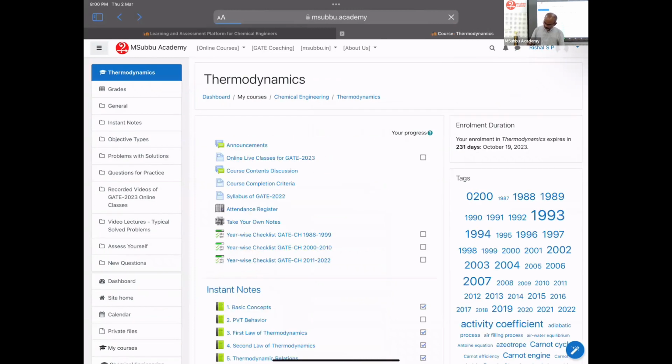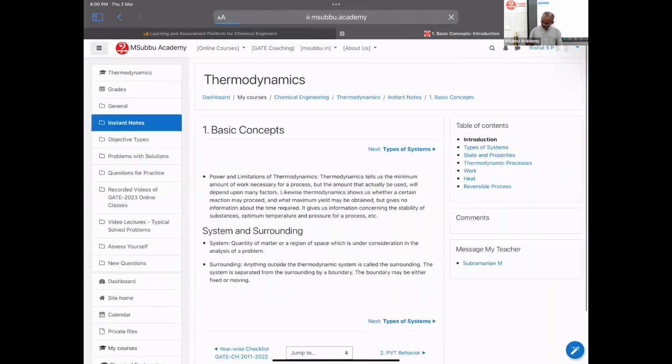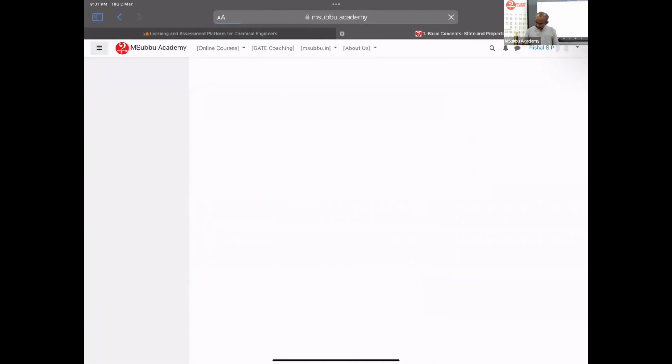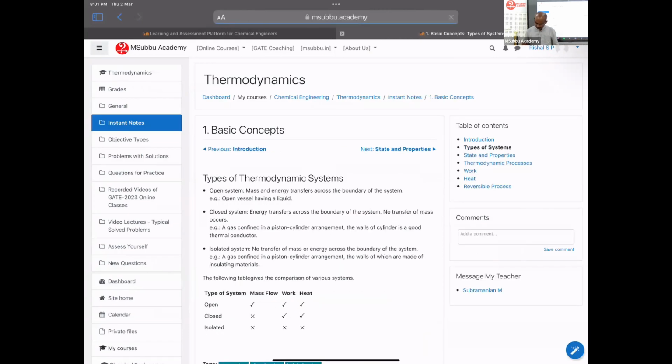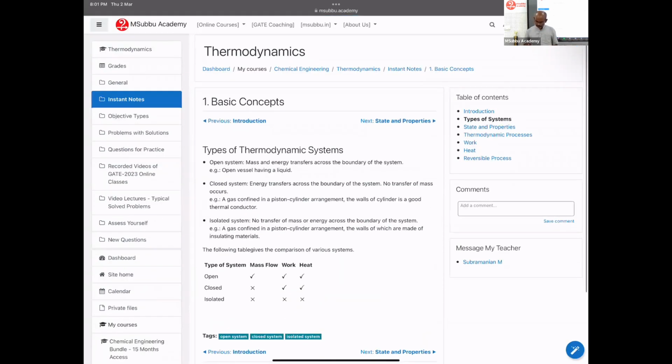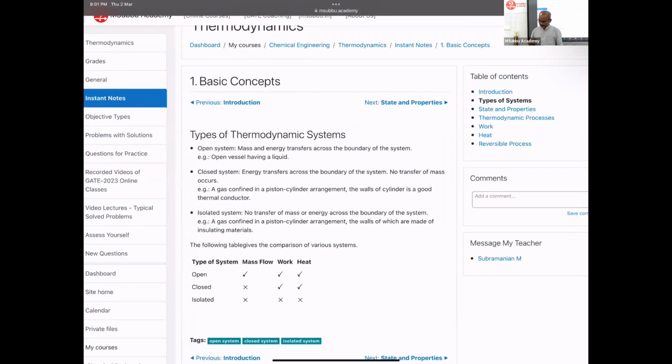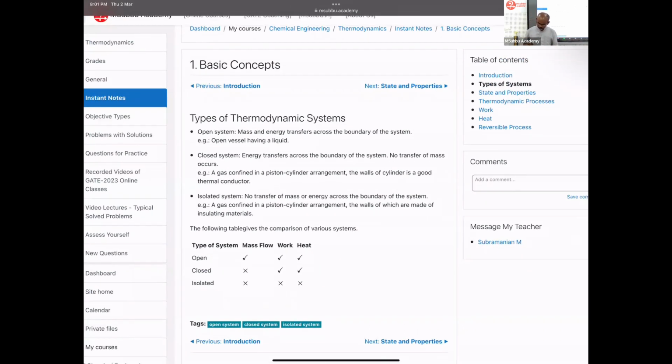Coming to the first, we'll see the text contents. For example, these are all the text contents. As I said, this table is already there in this book, in this online course, of course with the book content presented in a very different way. Here the nice feature is this tagging.